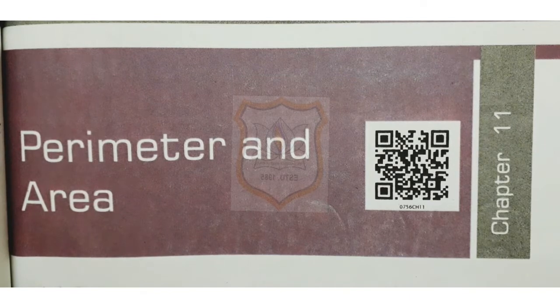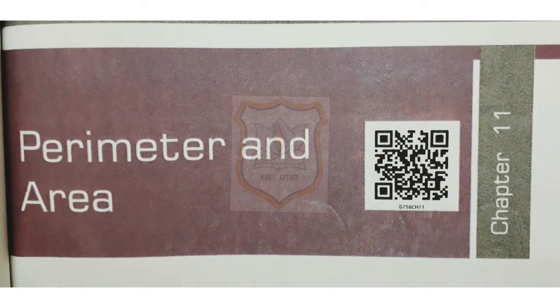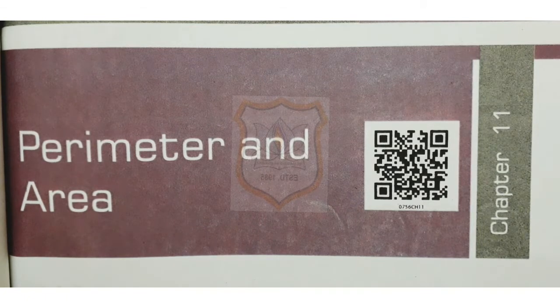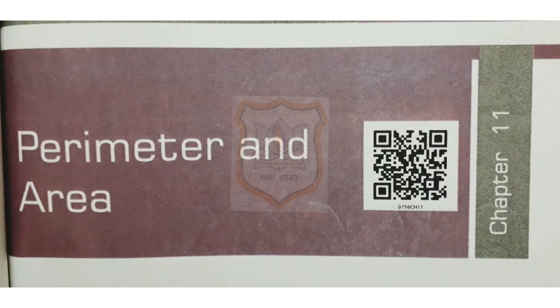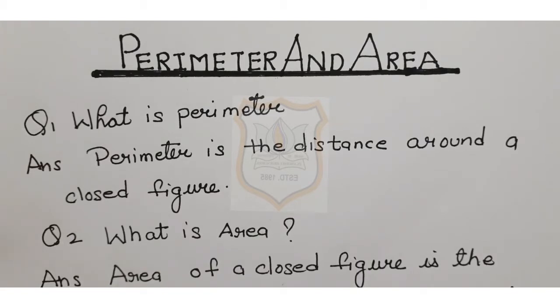Students, today we are going to start our new chapter, chapter number 11, Perimeter and Area. Chapter number 10 we will solve later on. So let's start solving chapter number 11, Perimeter and Area. Before starting this chapter, you must know some key points about this chapter.